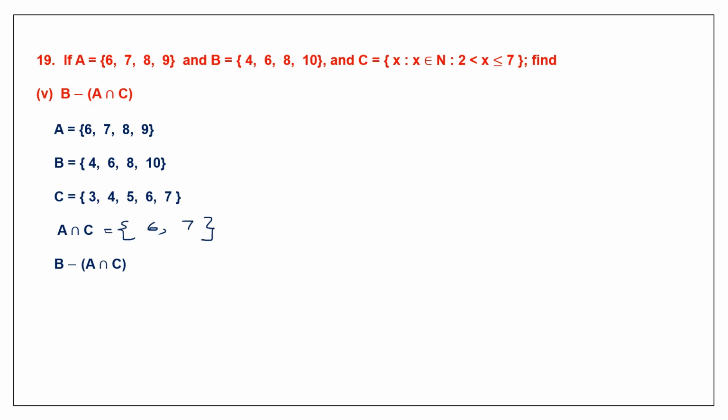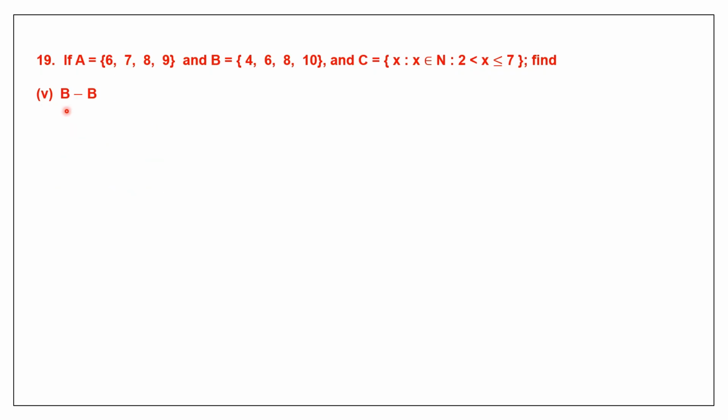So all the elements of B are 4, 6, 8 and 10. So let's write that. Now 4 is not there in this set, so we can write 4. Then 6 is there, so we don't write 6. 8 is not there, so we write 8. Then what do we have? We have 10. 10 is not there, so we write 10. So there are three elements here, 4, 8 and 10, and that's the answer to B minus A intersection C, 4, 8, 10.